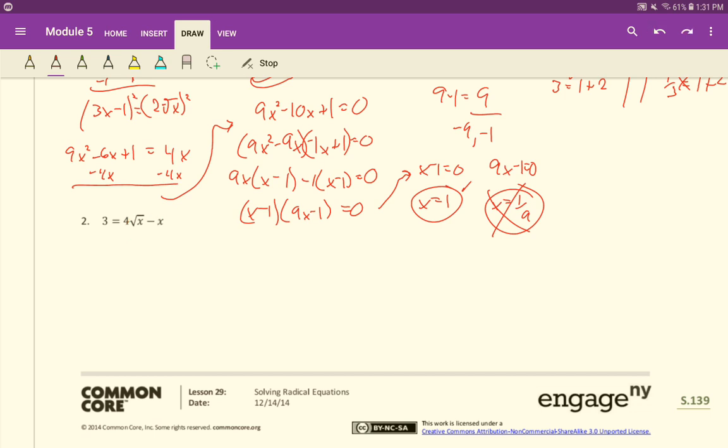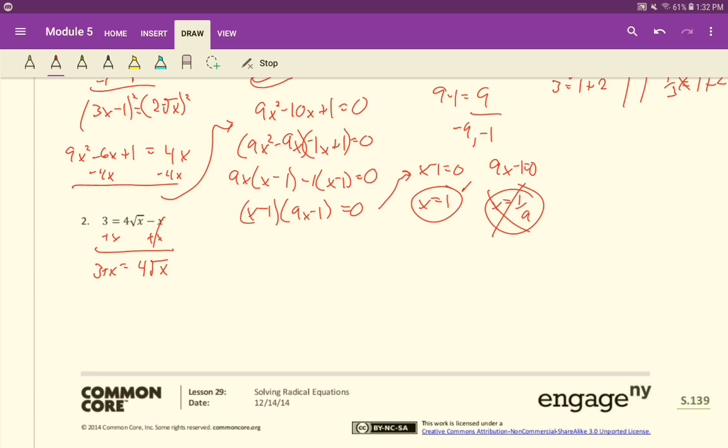To do that, we'll need to add x to both sides, which will leave us with 3 plus x equals 4 times the square root of x. Again, at this point, if you want to truly isolate this square root of x, you could divide both sides by 4, like so. However, that's going to result in some fractions, and depending on whether you like to deal with fractions or not, you may not want to divide by the 4, because at this point, we actually don't need to.